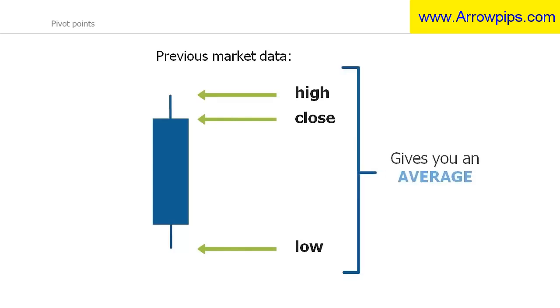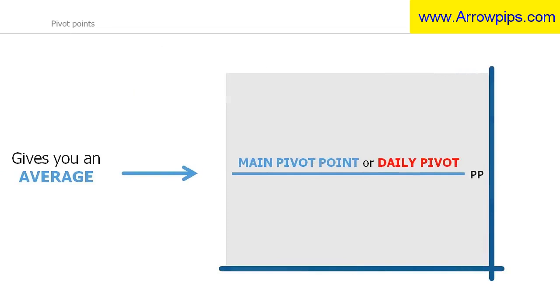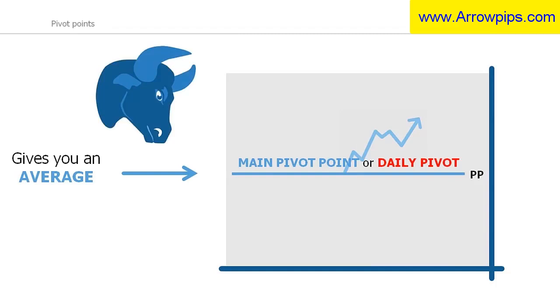This gives you an average of the most significant prices from the previous trading day. This average price or level is called the main pivot or daily pivot. If price is trading above this level, it would be considered that there are more bulls in the market.